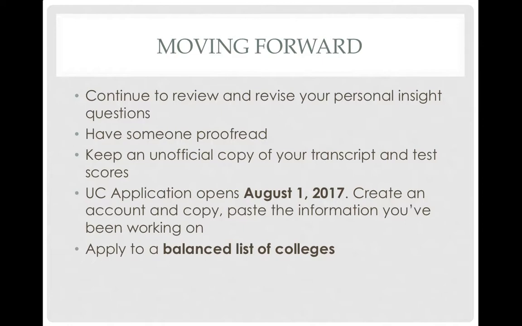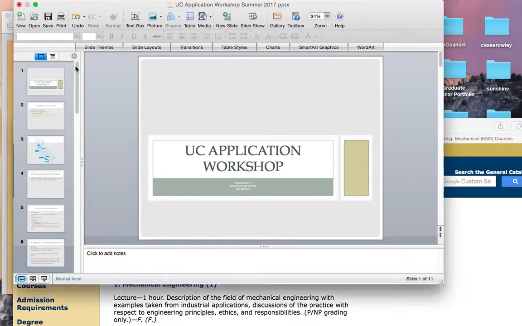The UC application opens on August 1st, 2017. You can create an account then and then copy and paste. So again, do not create an account prior to that because you will lose your work. But you can start on these essays and your activities and awards, keep a copy of your transcript, and start exploring those UC campuses so you can take advantage when the application does open. Make sure that you apply to a balanced list of colleges. When you take a look at how selective a campus is, what the academic profile is, make sure that you also add some schools that you're comfortable and you know you'll get into, but schools that you actually will attend given the opportunity. Okay, so make sure you do your research there.